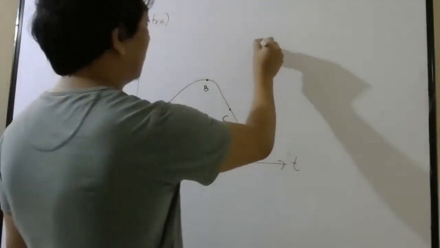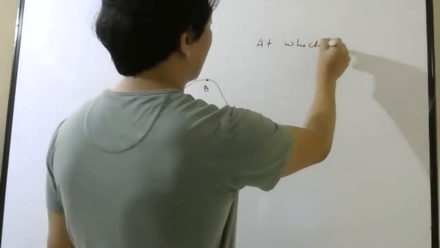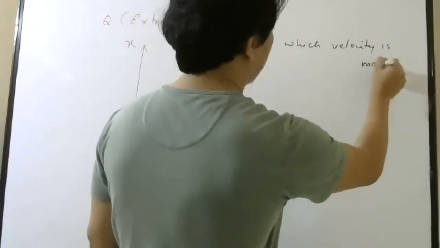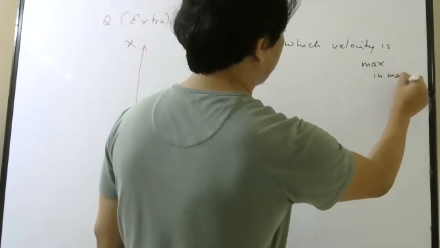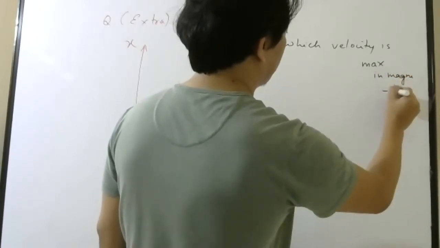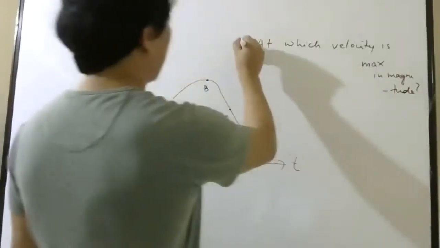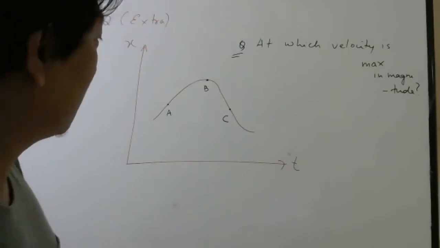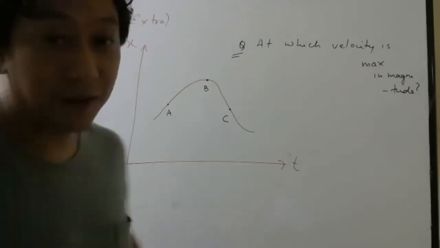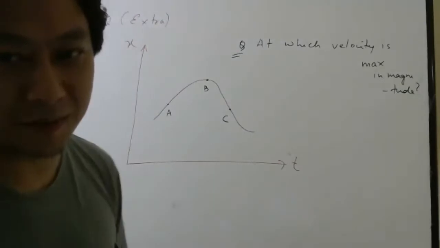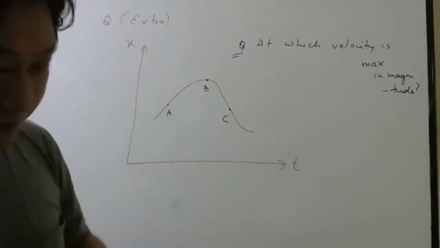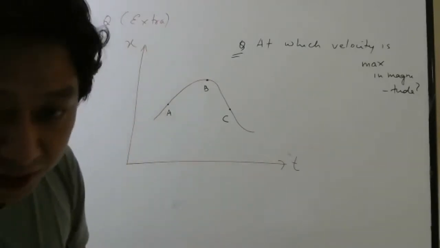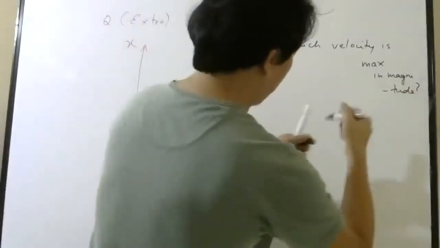So at which point is velocity maximum in magnitude? In magnitude. Velocity is maximum in magnitude. Oh, super. Oh, no. Again, you have died. From here, it looks like a mirror image. Why did you think AC? Let us draw the tangent. See, I'm talking about magnitude. You have to be careful, students.